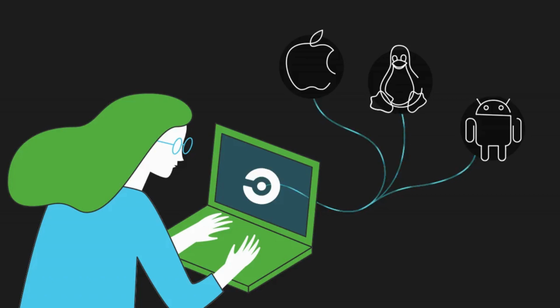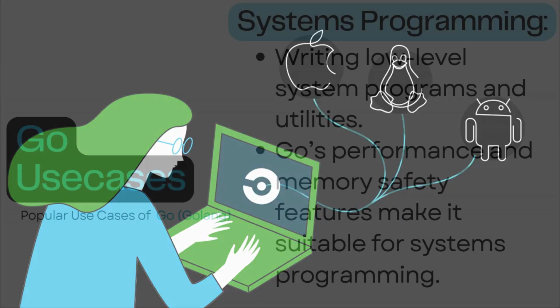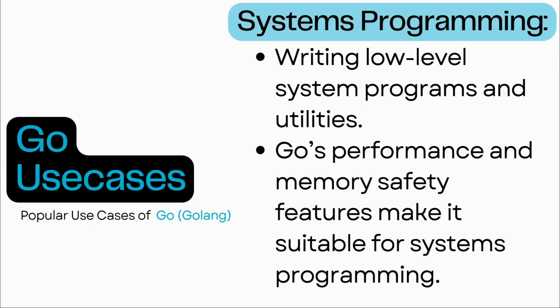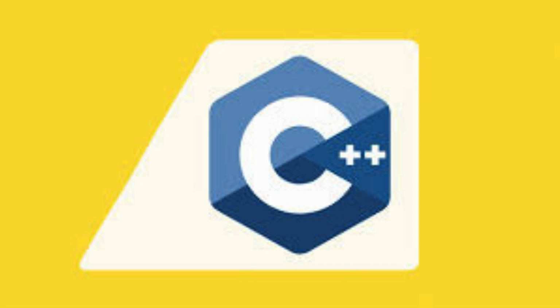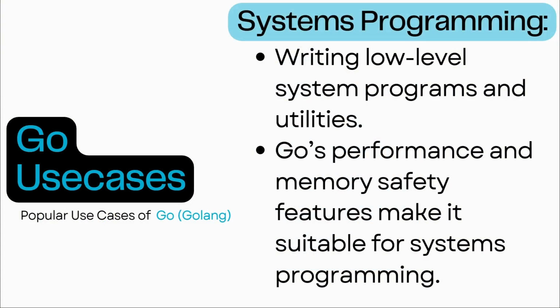In order to create these operating systems, to write these kinds of low-level system programs and utilities, Go's performance and its memory safety features are well suited for system programming. Generally C and C++ are highly used when it comes to system programming, but nowadays people are using Go because of its performance and memory safety features.